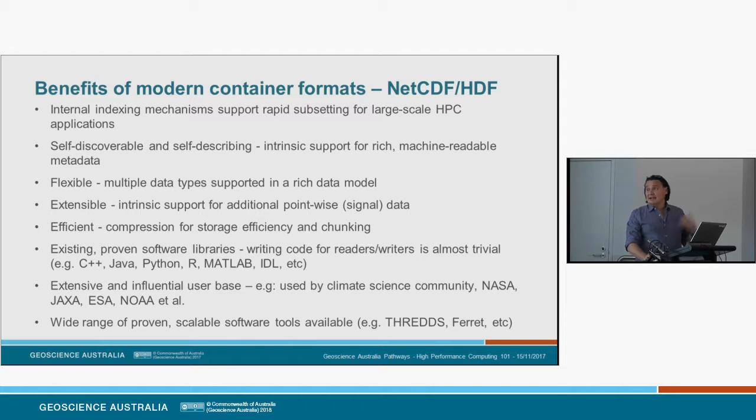So, as before with the disadvantages of the legacy formats, I won't go through every one of the benefits of these modern container formats, but these are some of the reasons why we're trying to actually translate the data. In translating the data to these new formats, we're also trying to maintain support for the legacy formats. So we make sure that the translations are lossless so that we can go to these new formats or back to the legacy ones as required to support existing workflows.